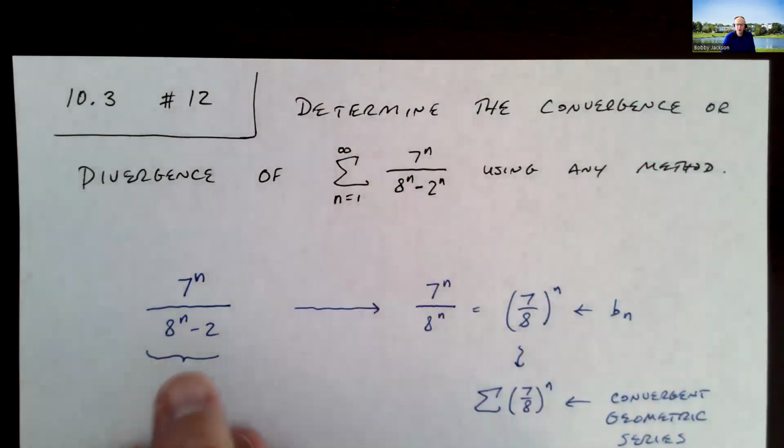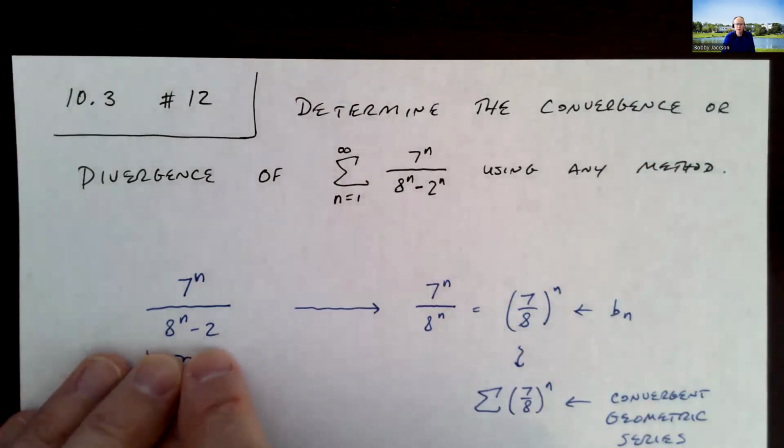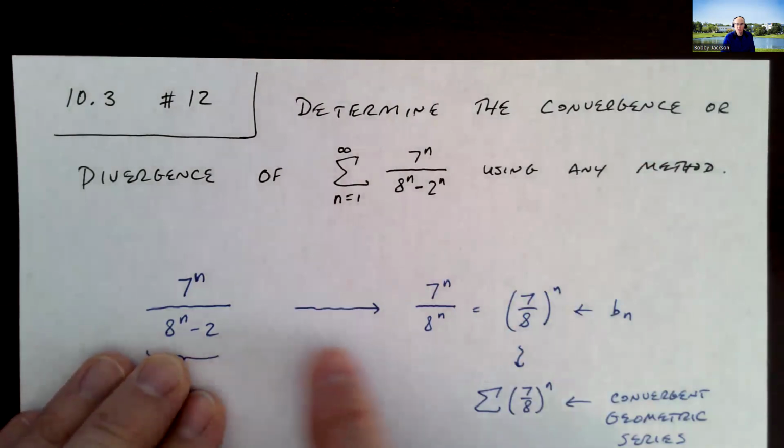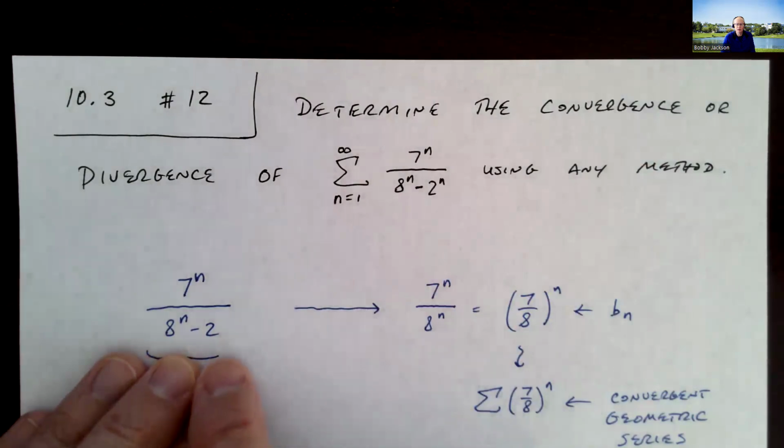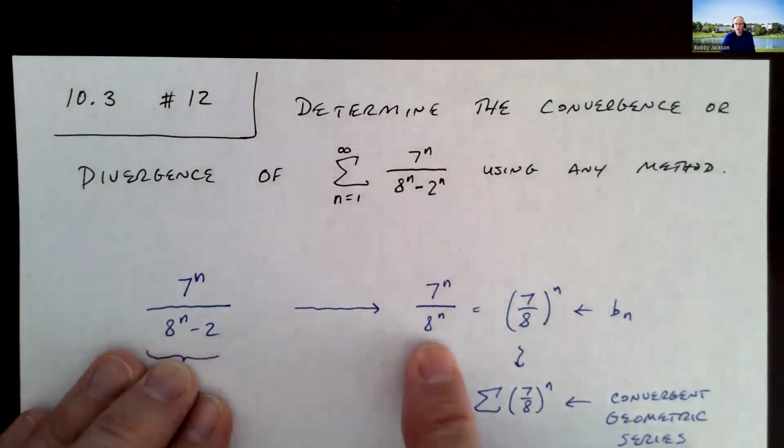Look for large values of n. The sequence of terms that we're adding up is very close to this, right? For large values of n, 8 to the n will dominate the 2, be much, much bigger than it. And so basically we can compare it to that.